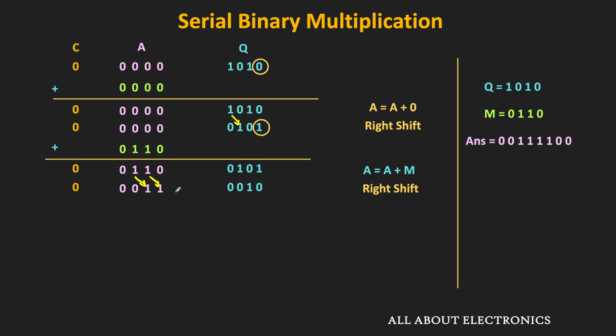So here, since the Q and the M are of 4 bits, we need to perform this add and shift operation 4 times. That means here, to get the final output, 2 more add and shift operations are remaining.